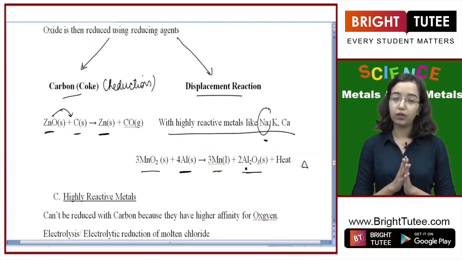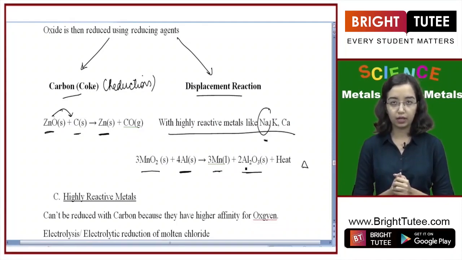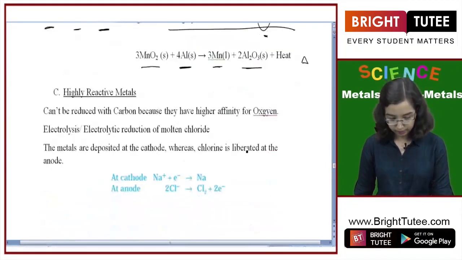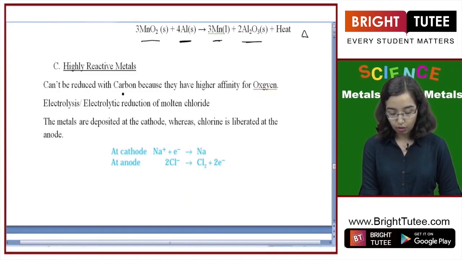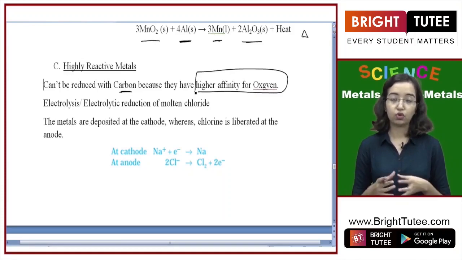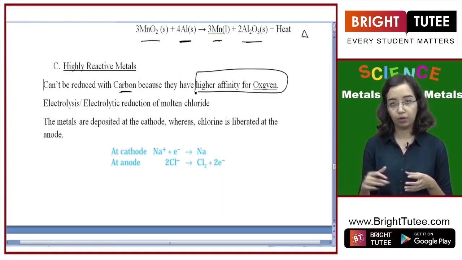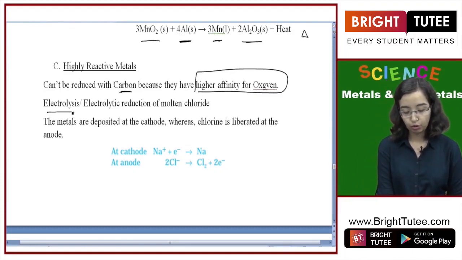Okay, so now that we have understood how low reactivity metals and medium reactivity metals are extracted, let's move on to the highly reactive metals. Now these metals cannot be reduced with carbon because they have a higher affinity for oxygen. Simple as that. They are so strongly bonded with oxygen that carbon cannot replace them from the compound. So because of that, we have to use electrolysis.